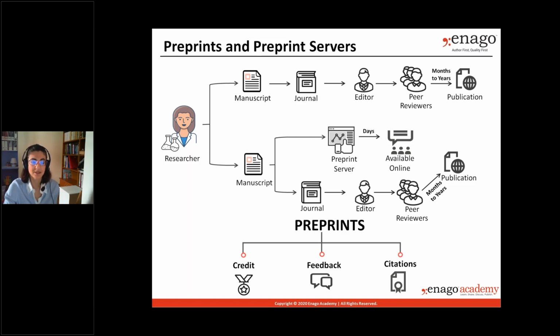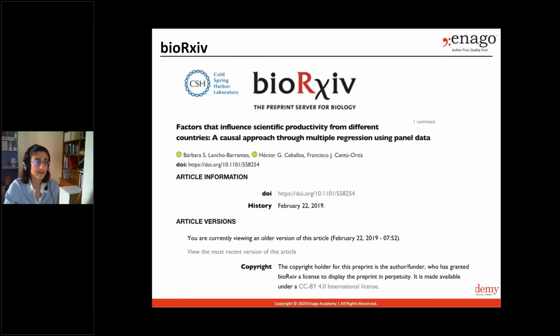And this is an increasingly popular trend. However, it's not something that all journals are agreeable to. So please make sure that you check before you follow this path. An example of a preprint server would be bioRxiv, the preprint server for biology, as it's called by the Cold Spring Harbor Laboratory.